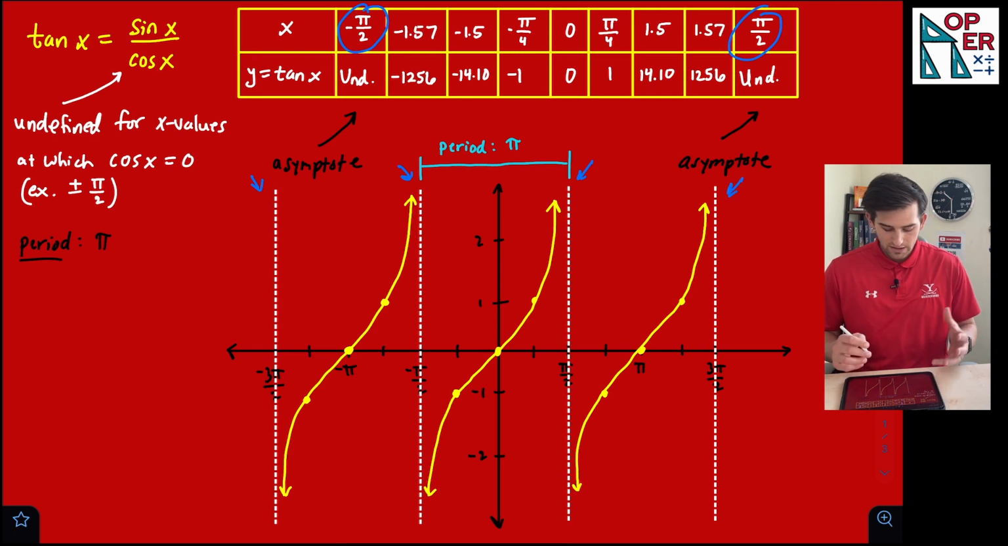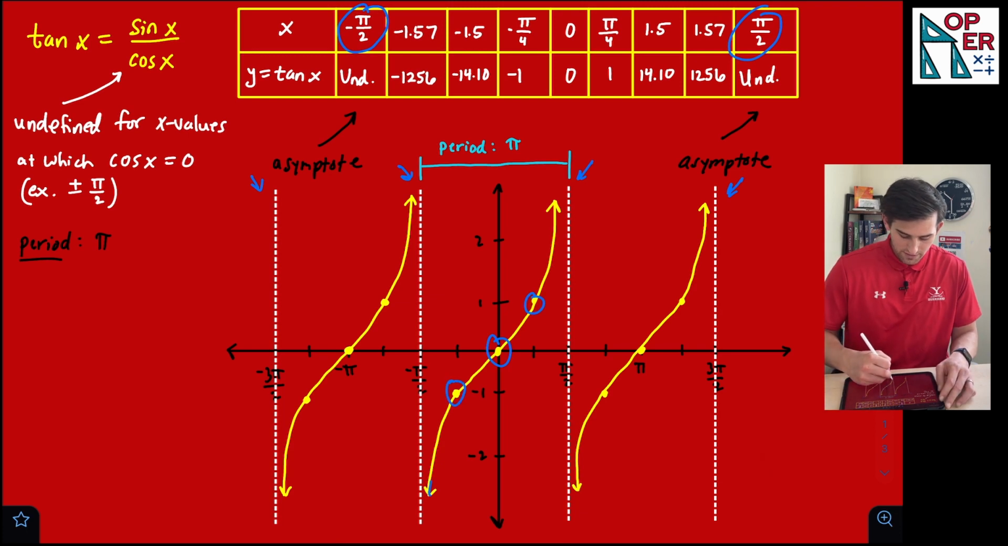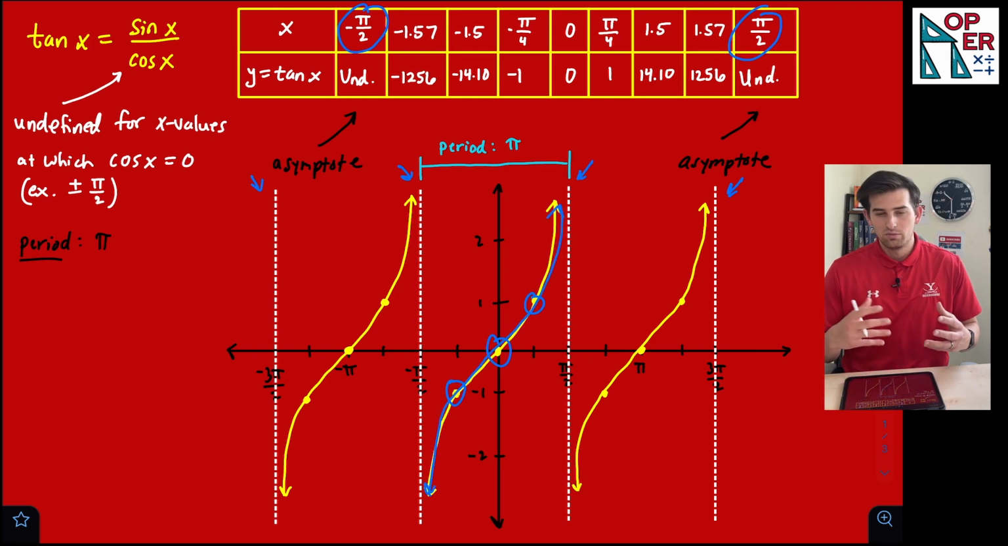Now let's look at just the section in the middle. We have 0, 0; pi over 4, 1; and negative pi over 4, negative 1. Then we just follow those points to make our tangent graph. The graph approaches those asymptotes, going to positive infinity and negative infinity. So this is what our tangent graph would look like. And now let's take a look at cotangent.